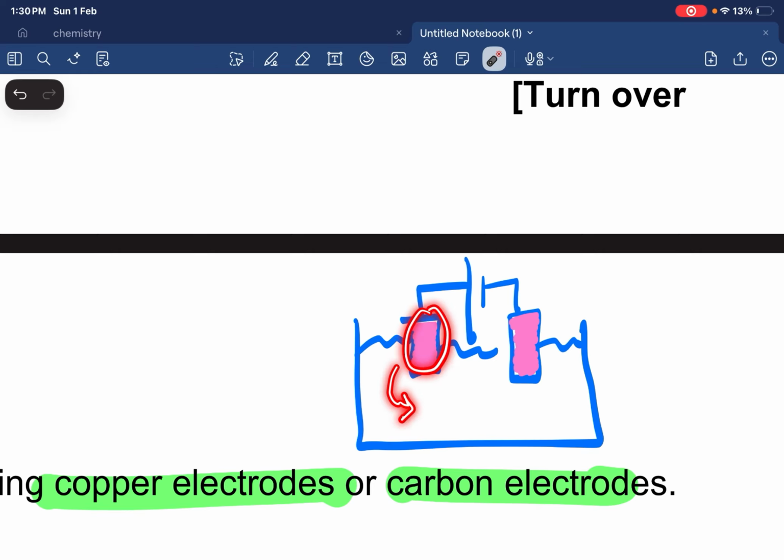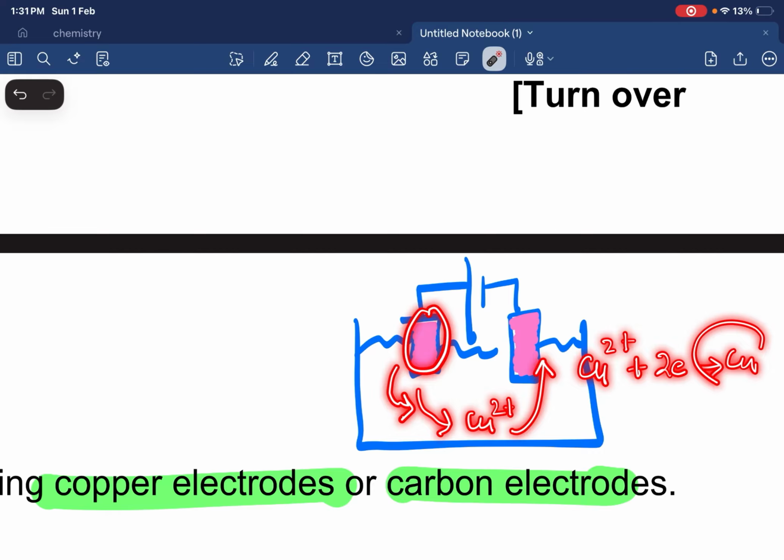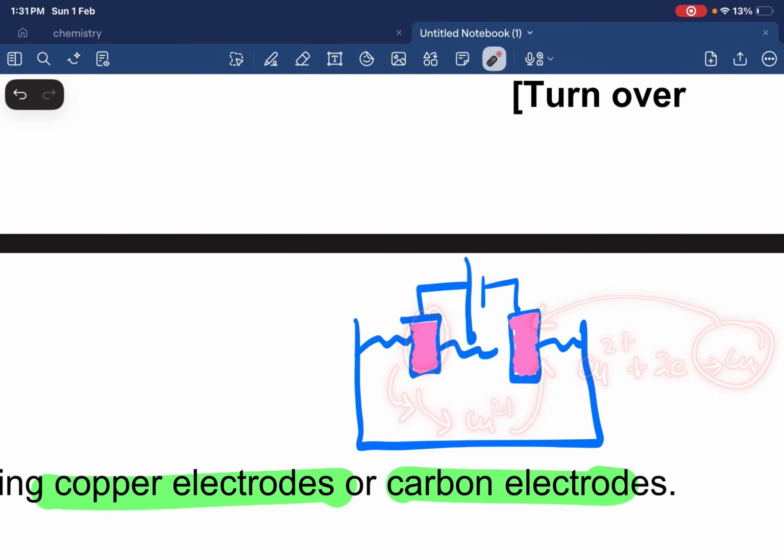At the anode, copper is going to get oxidized and form copper 2+ ions, and then at the cathode, the 2+ ions are going to get reduced. That means they're going to gain electrons and form copper metal again on the cathode. That's simply oxidation and reduction of copper.